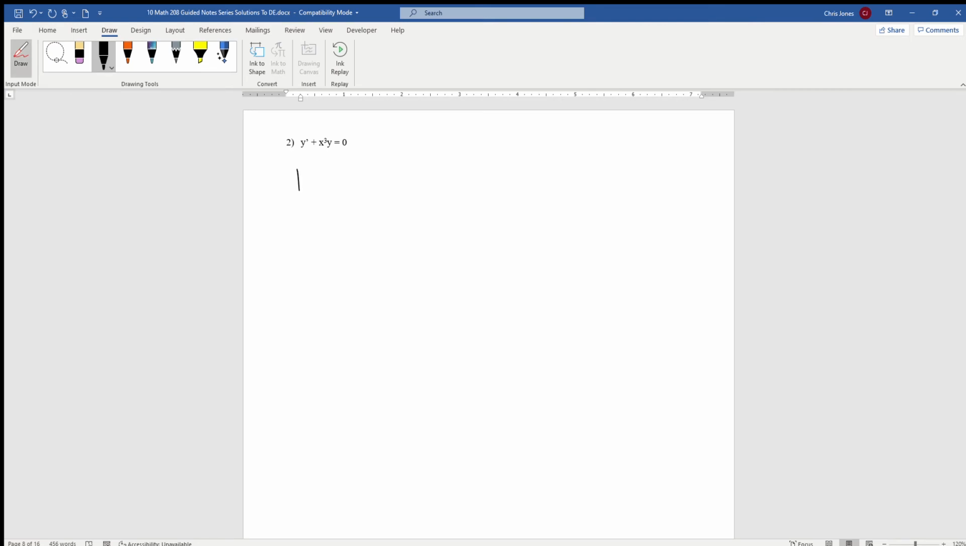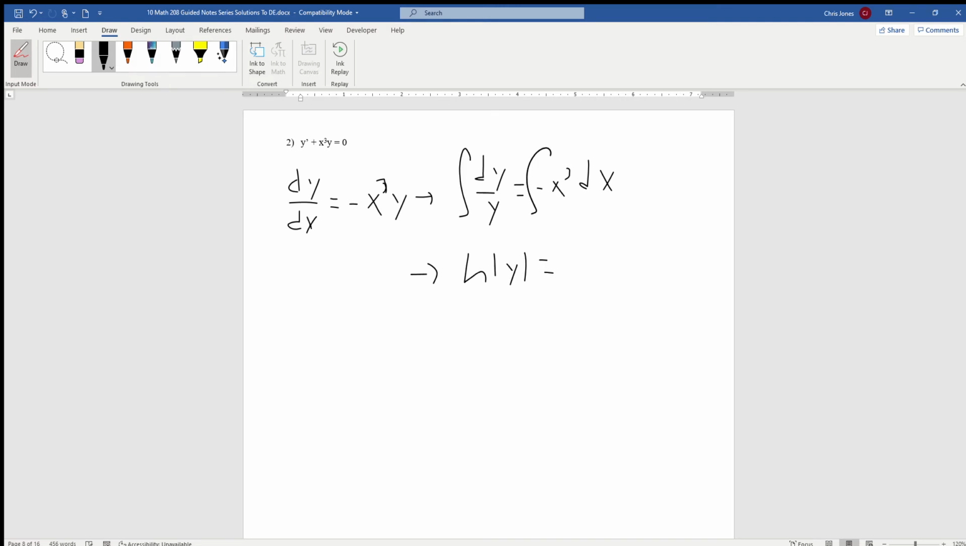And so we're going to get dy/dx is going to be equal to the opposite of x cubed y. And we can just clearly separate that into dy over y equals negative x cubed dx, which just becomes ln absolute y is going to be equal to, if we integrate both sides, negative 1/4 x to the 4th, excuse me, plus c. And then if we go through, we can say that y is going to be equal to plus or minus k e to the minus 1/4 x to the 4th.